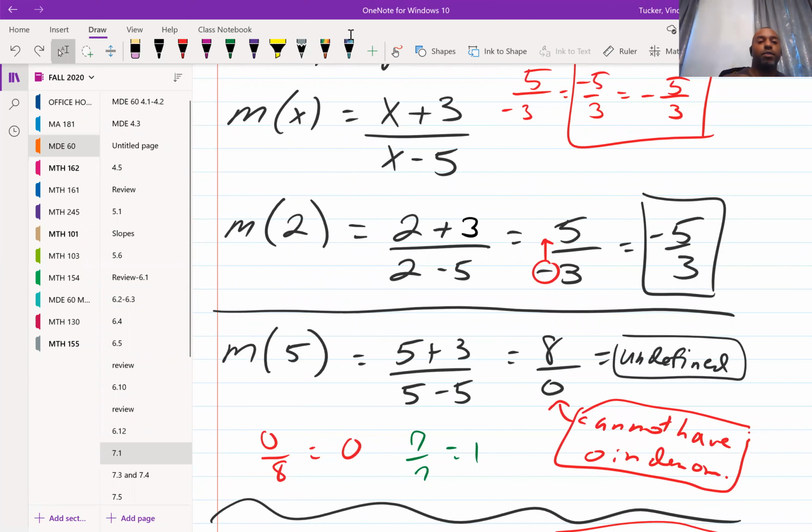So you can never have 0 in your denominator, and make sure you hold on to that because that's going to come up many times in these sections. Having 0 in your denominator is undefined. It's okay to have 0 in your numerator, which is what I was emphasizing right here. 0 in your numerator, 0 over 8 is 0. But whenever you have 0 in your denominator, that is undefined.